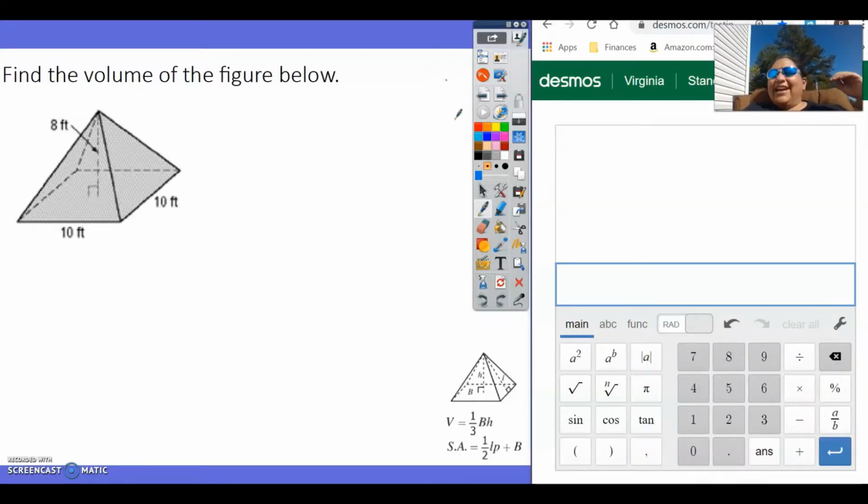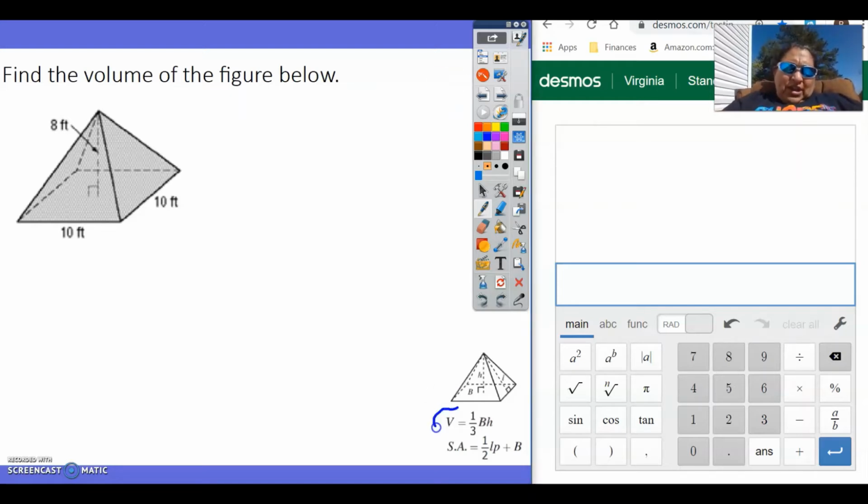Hi everybody. We're going to try to use those formulas that we talked about and those extra pieces of information. Big B, which is area of the base, which is a square shape, area of a square. And P, which is perimeter of the base, which is all the way around the edges of the square, adding all those up. So first thing it says is find the volume of the figure below.